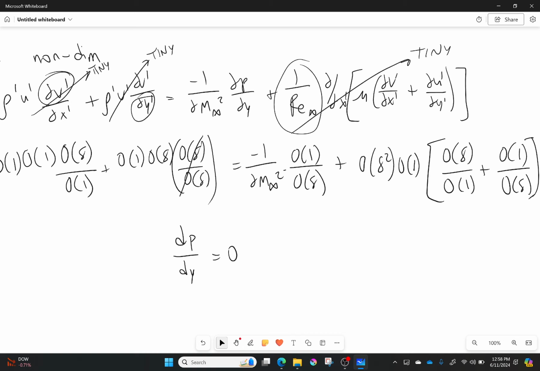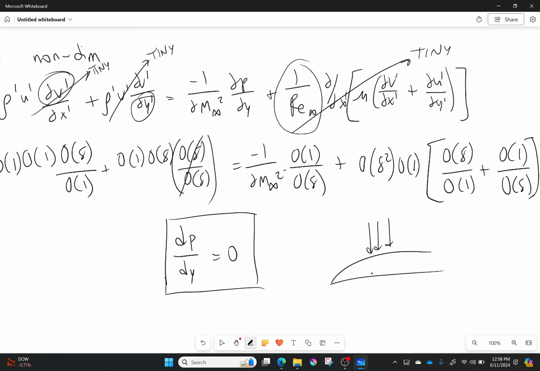So all that work this time did a whole bunch of effort for us. Like it actually got rid of a bunch. Like this is way simpler. And we're simply saying that our pressure gradient doesn't change in the y direction. So whatever pressure I have on the surface in the y direction, that is what I'm feeling throughout the entirety of my boundary layer.